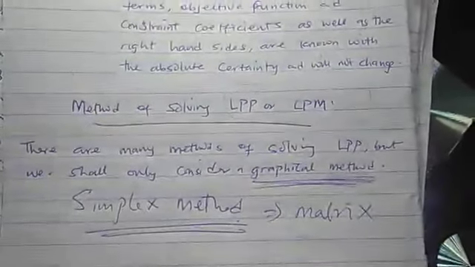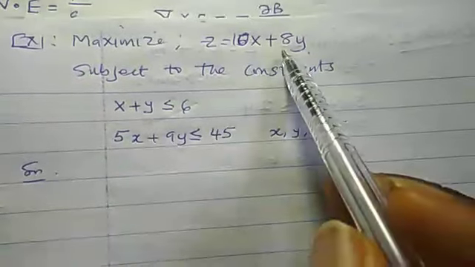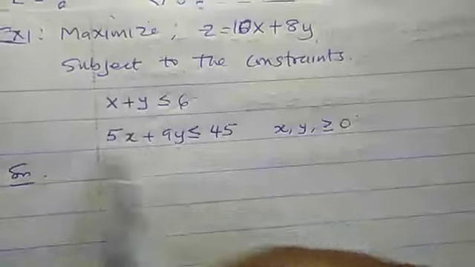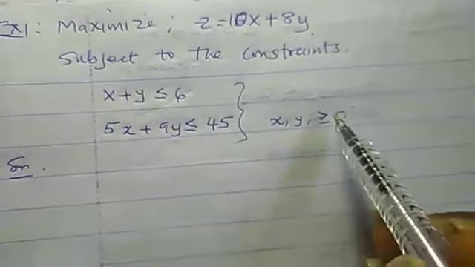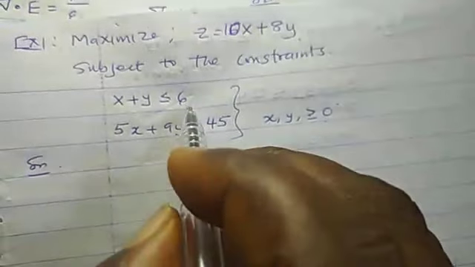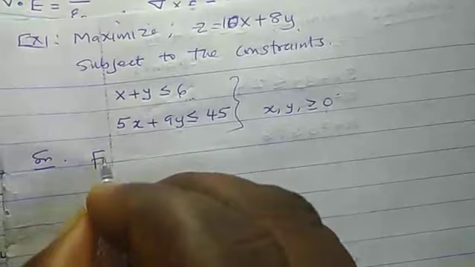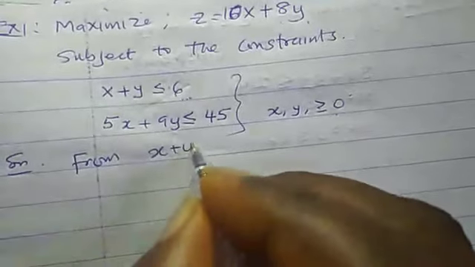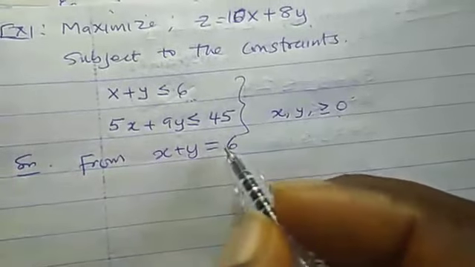So let's take an example on this. Example 1. Minimize this, subject to the constraints. These here are the constraints. Also, this is the non-negativity condition: x, y is greater than or equal to 0. How do we solve this? We'll consider this one. It is less than or equal to, but we just use equal to alone.